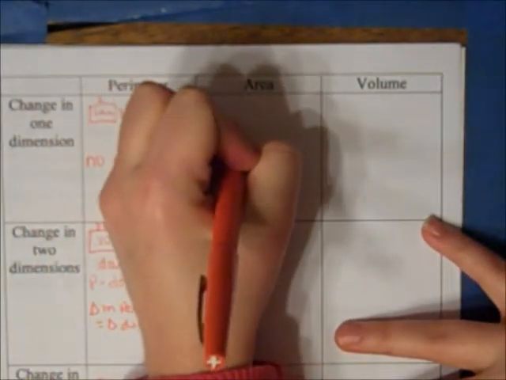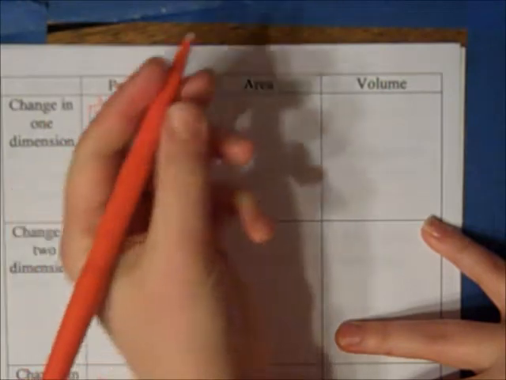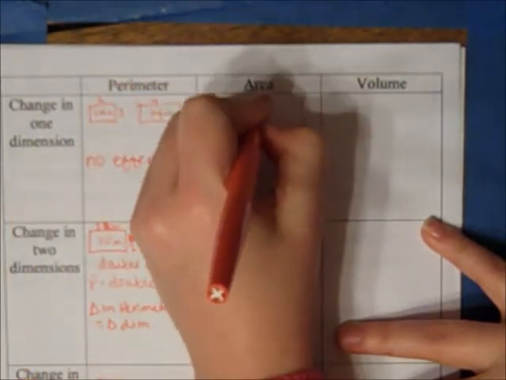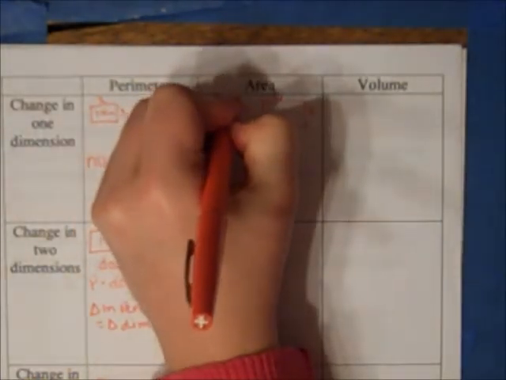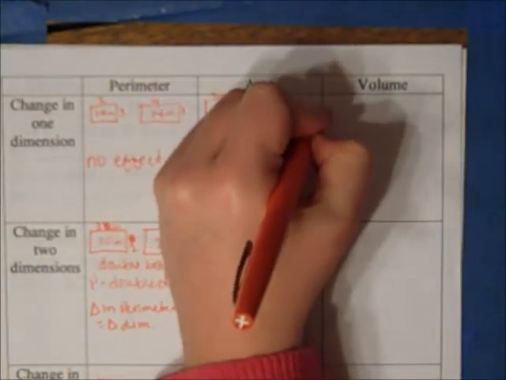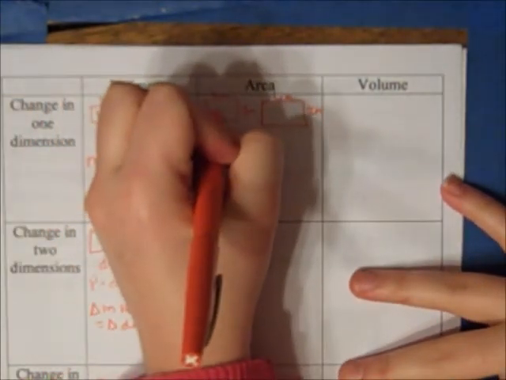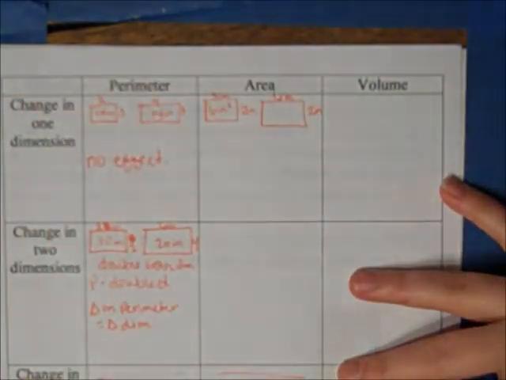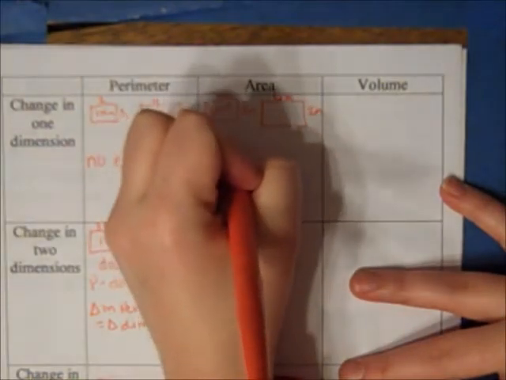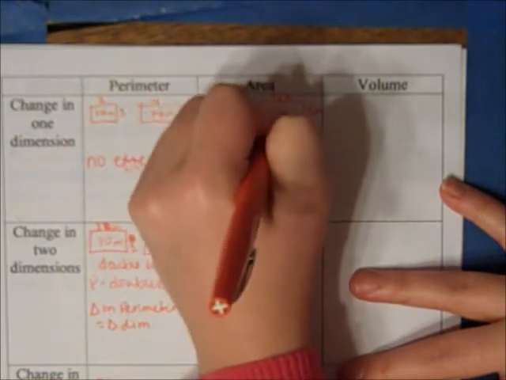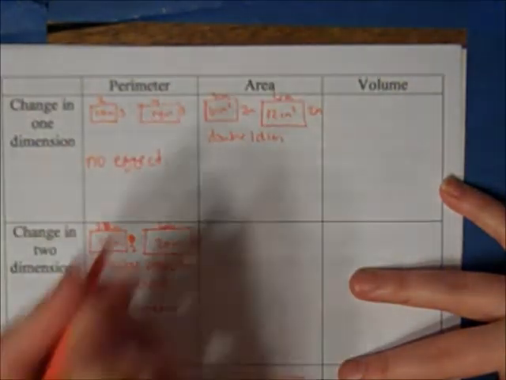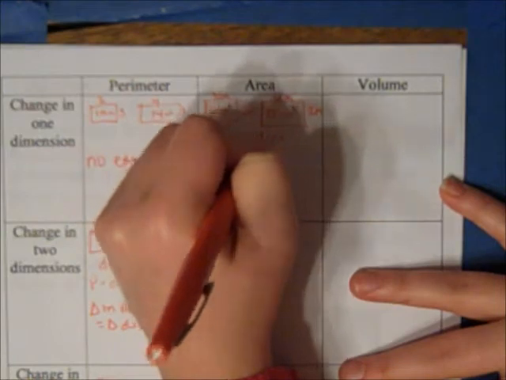Okay, so let's look at what happens when I change one dimension. So we're going to keep with this 2 by 3 box here. We'll still pretend like we're working in inches. So the area here would be 6 inches squared. When I double one dimension, my new area is 12 inches squared. So what happened? I doubled the area.